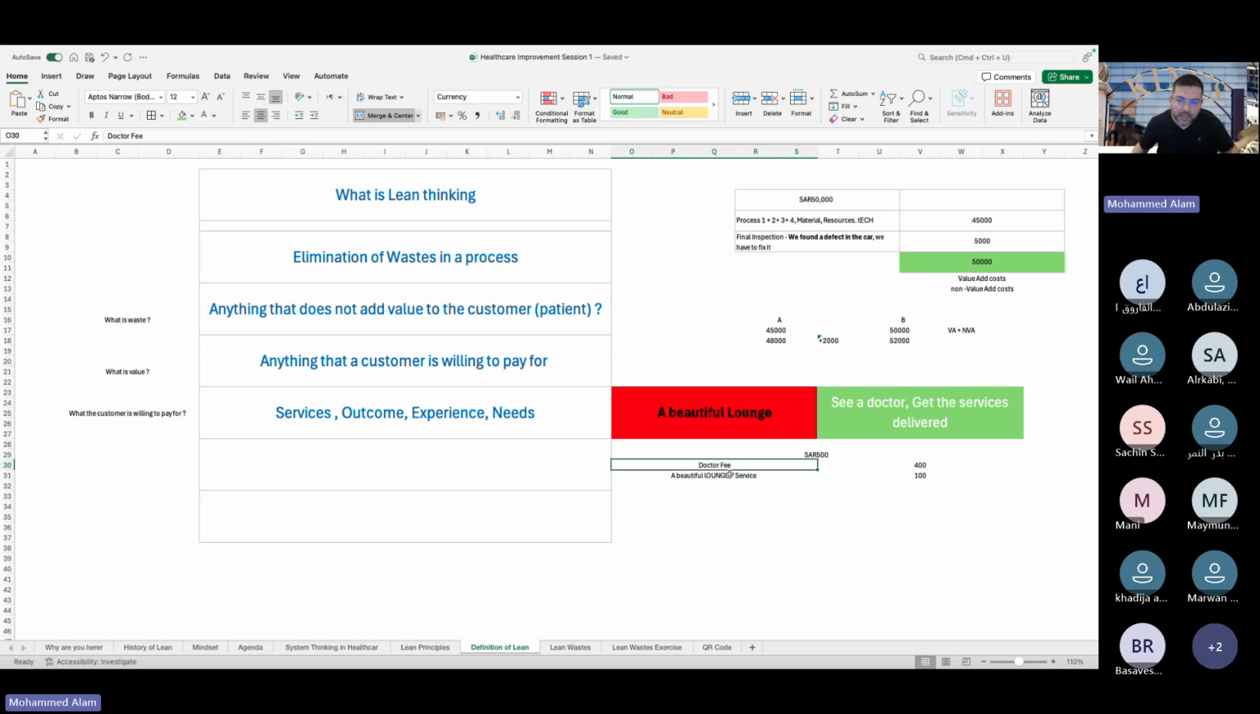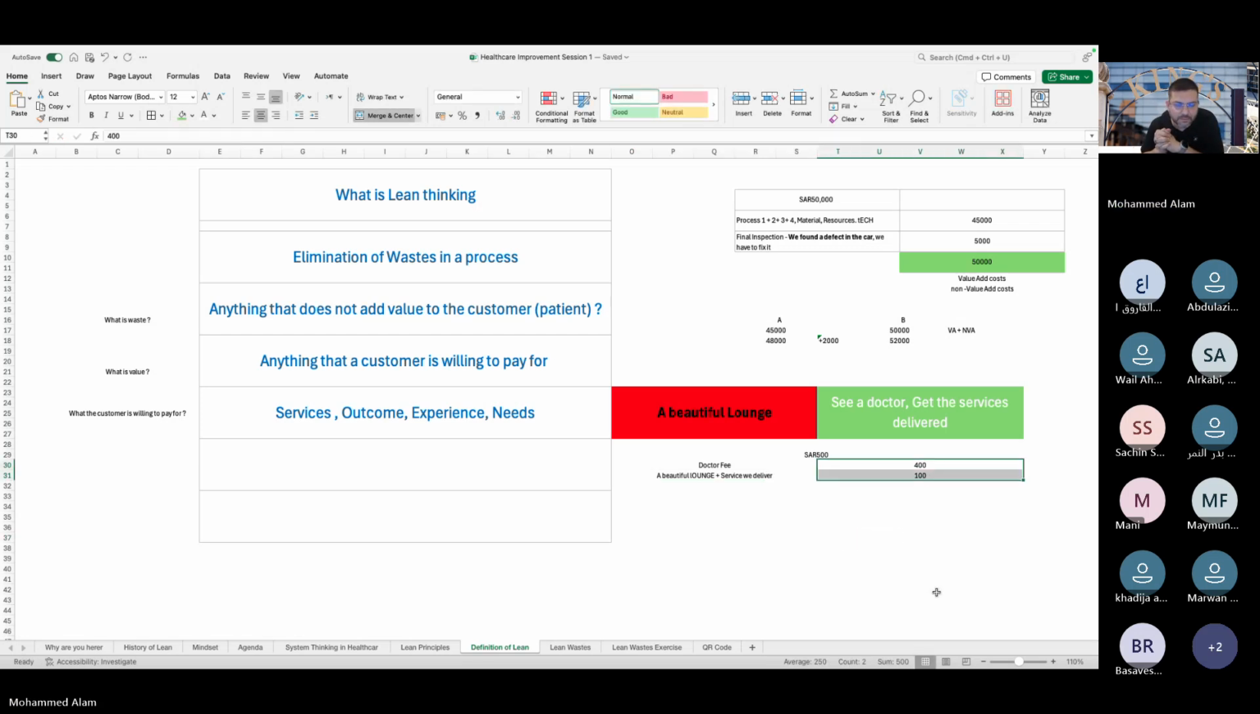But for simplicity, I'm saying that everything is basically cost to deliver a service. Now, if we give this breakup to the patient, so the 500 real is because of this doctor fee plus a beautiful lounge and plus the services we deliver, what do you think the patient is willing to pay for? We don't give this breakup, of course. But let's say you start giving the breakup to the patient. What would happen? What is the patient willing to pay for? 400. Naturally, right? Yes.